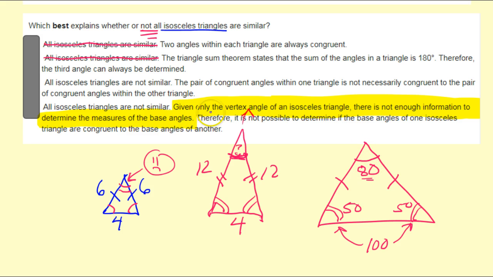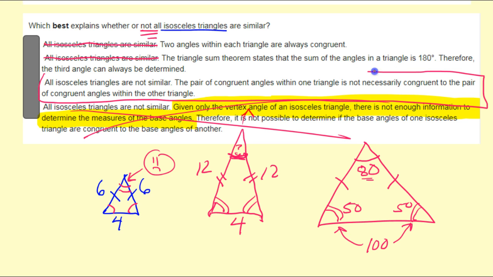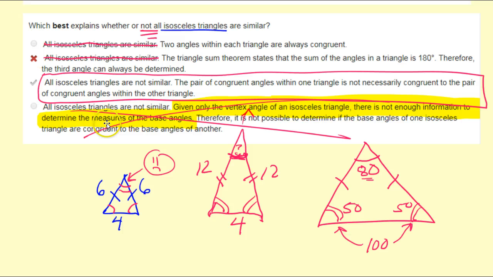So when they said given only the vertex angle, there's not enough information to determine the base angles, that's false. We can. It is enough information. So that is not a valid statement. So that means this is the only valid answer. It's the only one of the things listed that is not blatantly false. And there you go.